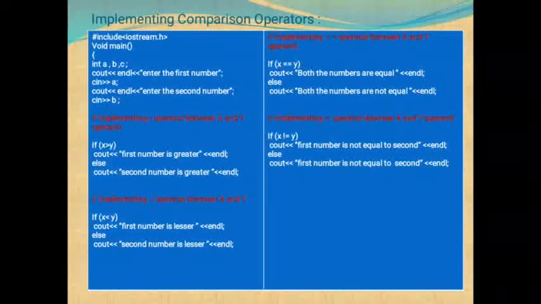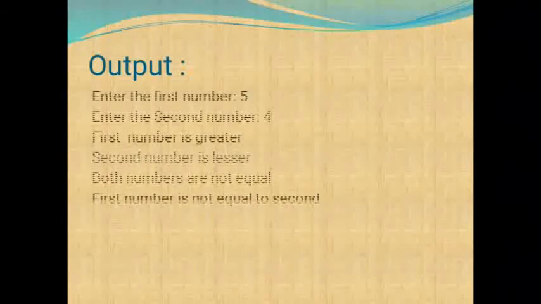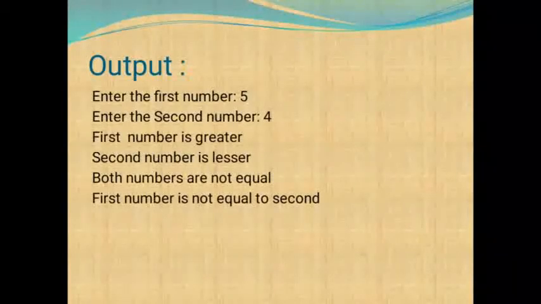Then implementing the less than operator. If the first number is lesser, then the condition is true, otherwise it is false. Implementing the equal to operator similarly, and the not equal to operator. Now the output for this program: I have asked you to enter two numbers from the user. Suppose I have entered 5 and 4. The first number is greater, so it will come as first number is greater. The second number is smaller, we are comparing less than, so second is lesser.